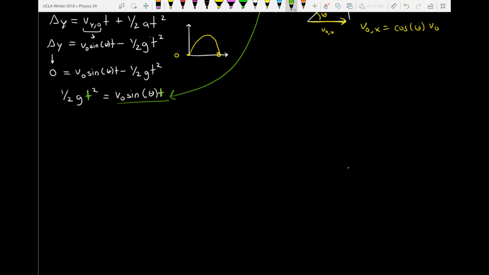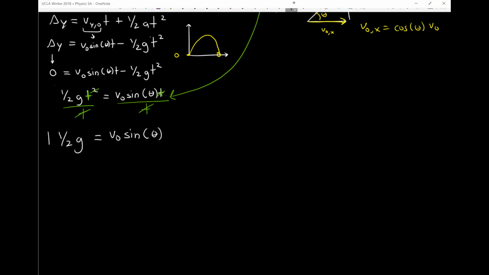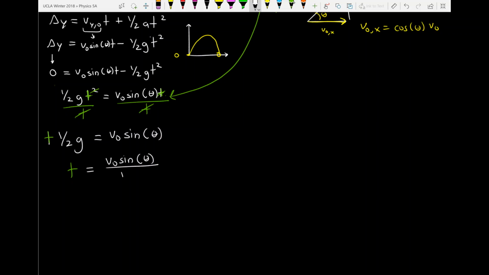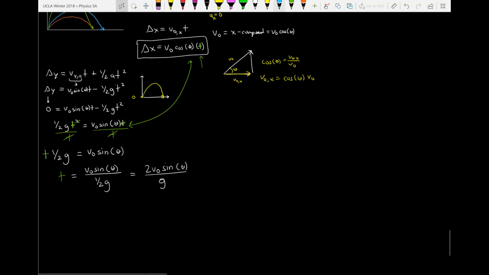Well, first, if I divide by t from both sides, this cancels out, that cancels out, and we get 1/2 g is equal to v initial times sine theta, with t still left over on this side. Now, t is equal to v initial sine theta divided by 1/2 g, or you can also write this as 2v initial sine theta over g. Now we can plug this back in over here.